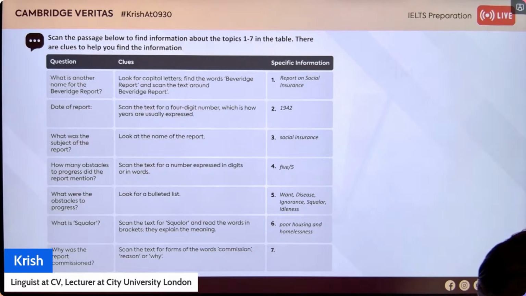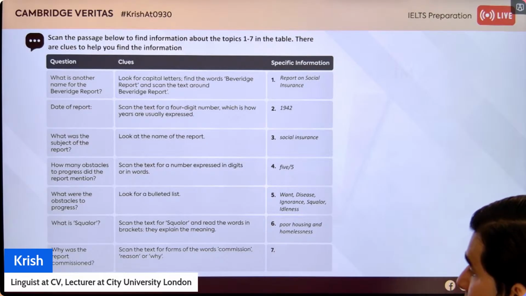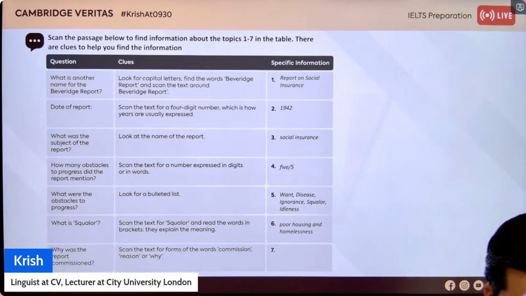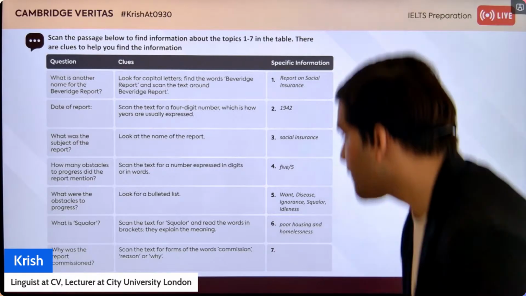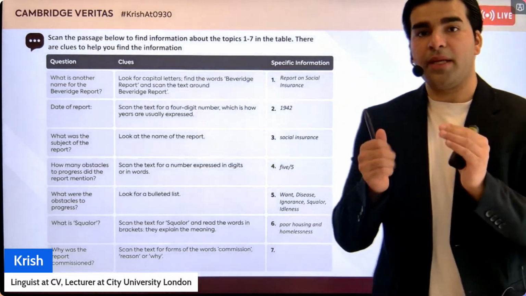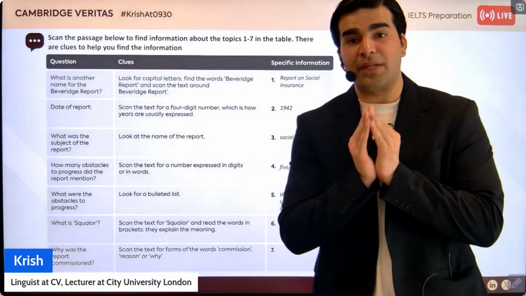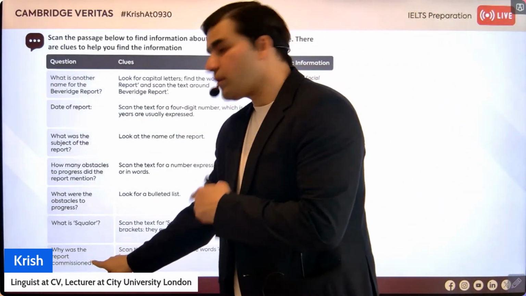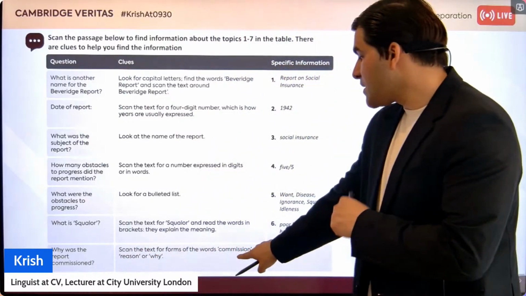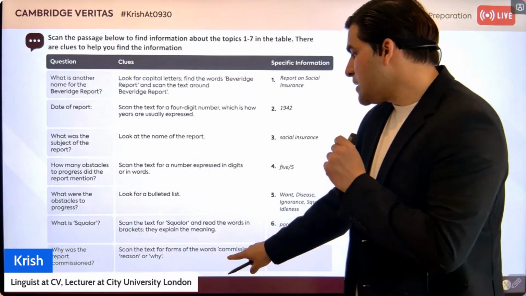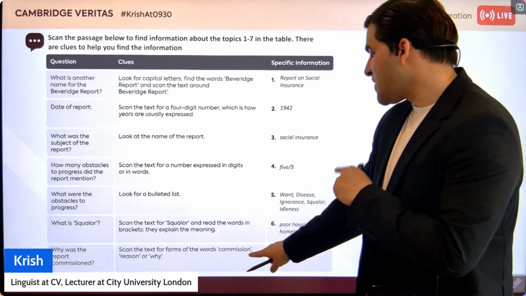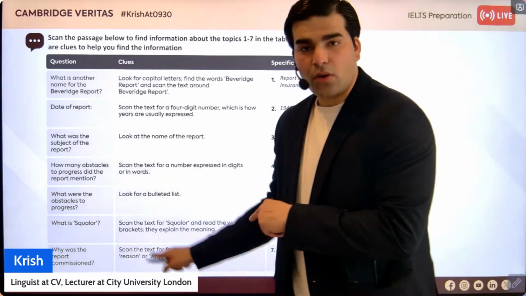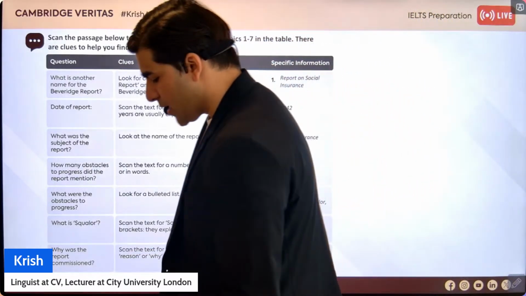And the last question is, why was the report commissioned? Ladies and gentlemen, IELTS reading table completion live practice going on. Why was the report commissioned? Clue is scan the text for forms of the word commission, reason, or why. It'll tell you the answer.